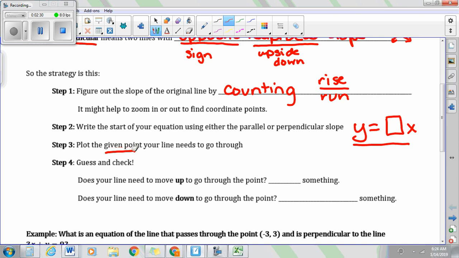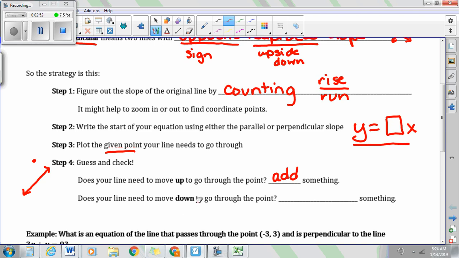These kinds of problems aren't really difficult, but they take some time. If your line needs to go up to go through the point, so that might be where you have your line going like this, and the dot that it needs to go through is there. It's above it. You are going to add something. So try adding 5 or adding 15 or something like that.